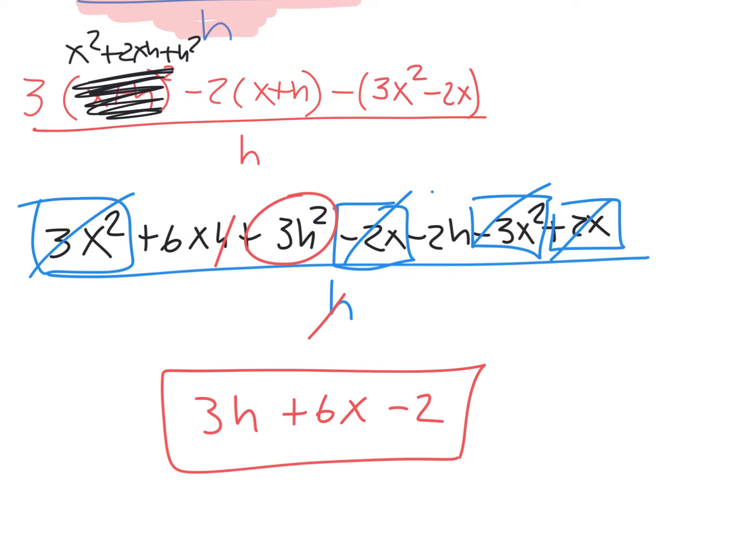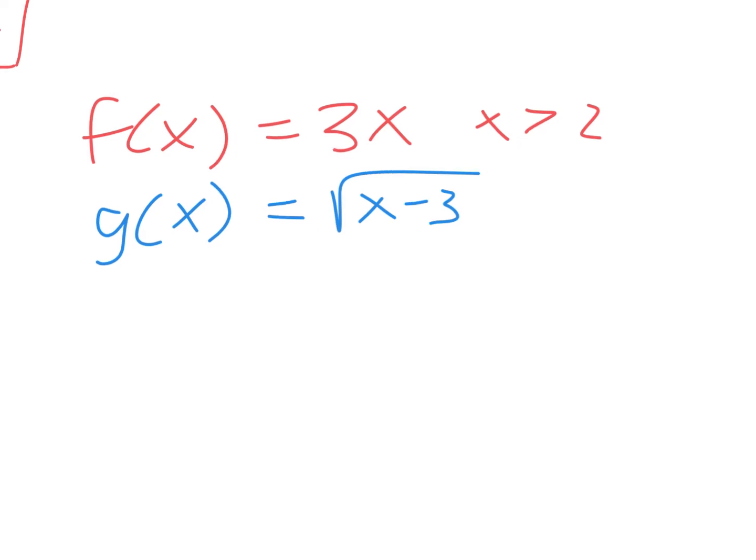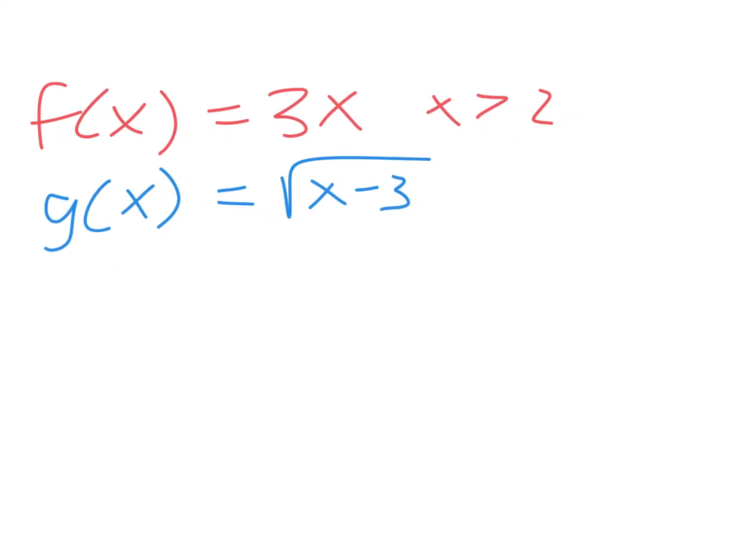Okay, if I give you two functions, f of x is 3x where x is greater than 2. And notice I gave you a domain. And now there's g of x, which is the square root of x minus 3. That one you should be able to figure out the domain all by yourself. Then I could tell you to add them, subtract them, multiply them, or divide them.